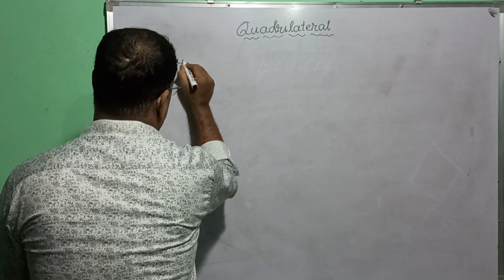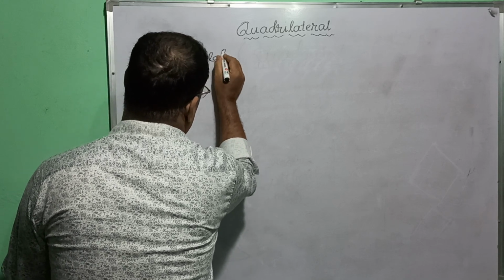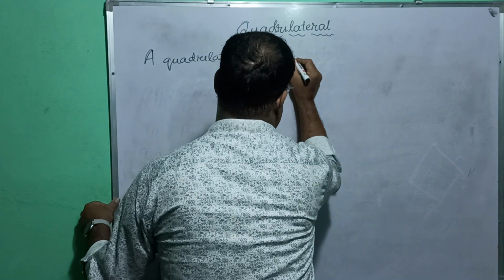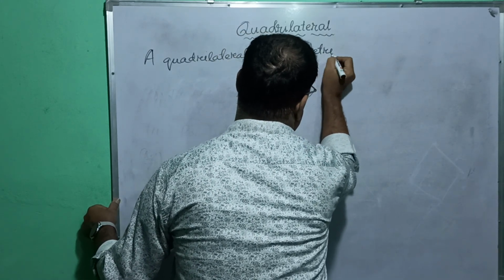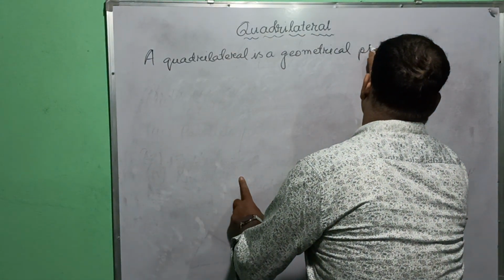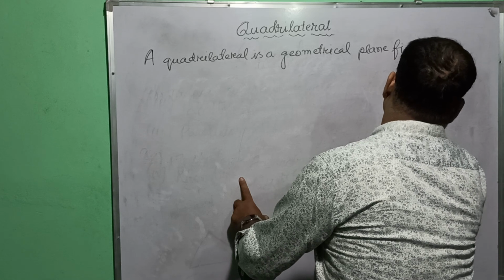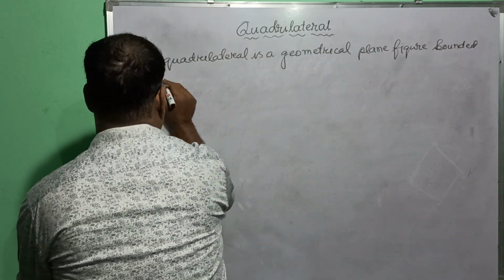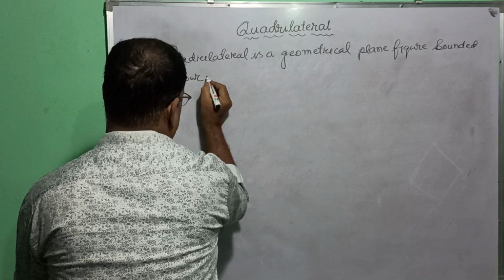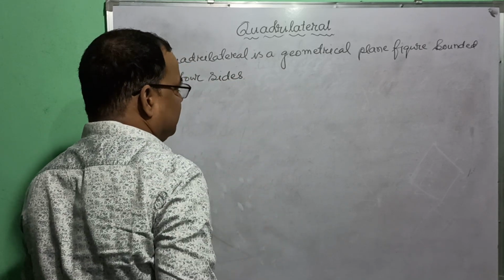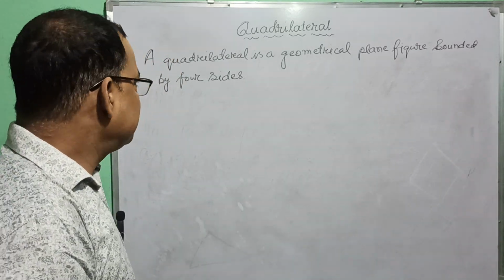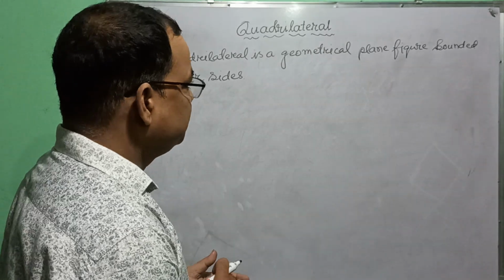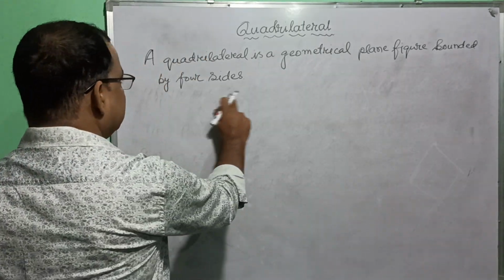A quadrilateral is a geometrical plane figure bounded by four sides. So a quadrilateral is a geometrical plane figure bounded by four sides. If my writing is looking too small, you can zoom it also to see it clearly. So this is the definition of a quadrilateral.